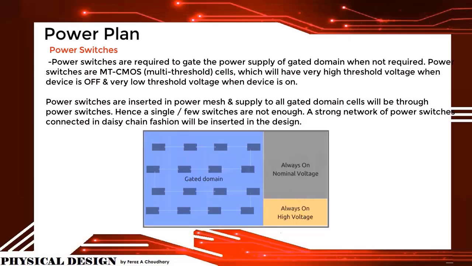Power switches. Power switches are required to gate the power supply of a gated domain when not required. Power switches are MTCMOS, that is multi-threshold CMOS cells, which have a very high threshold voltage when the device is off and a very low threshold voltage when the device is on. Power switches are inserted in the power mesh, and supply to all gated domain cells will be through power switches, hence a single or a few switches are not enough. A strong network of power switches connected in daisy chain fashion will be inserted in the design. You have to remember that these power switches are inserted along with the physical only cells.